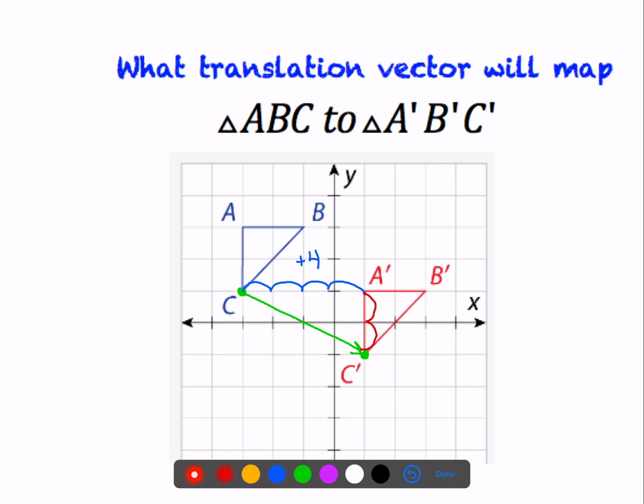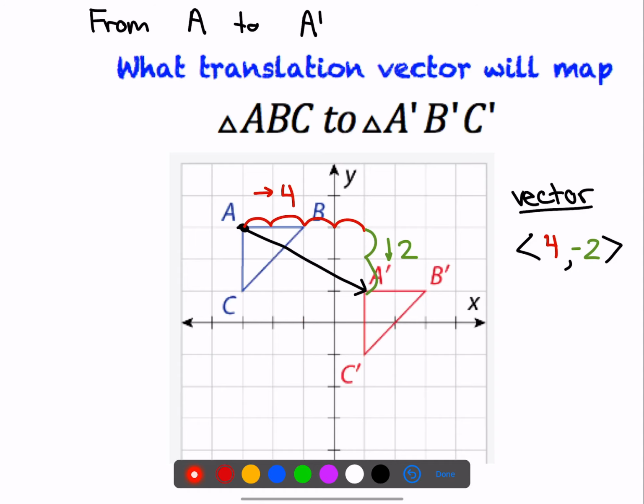1, 2. So that's a -2. So therefore, my component form vector will be the vector 1, -2. Now I could have done that from point A as we see right here, same exact thing. I could have done it from point B. We got the same exact thing. So again, we're just counting along our grid here. And again, I could have done from B to B prime, C to C prime.